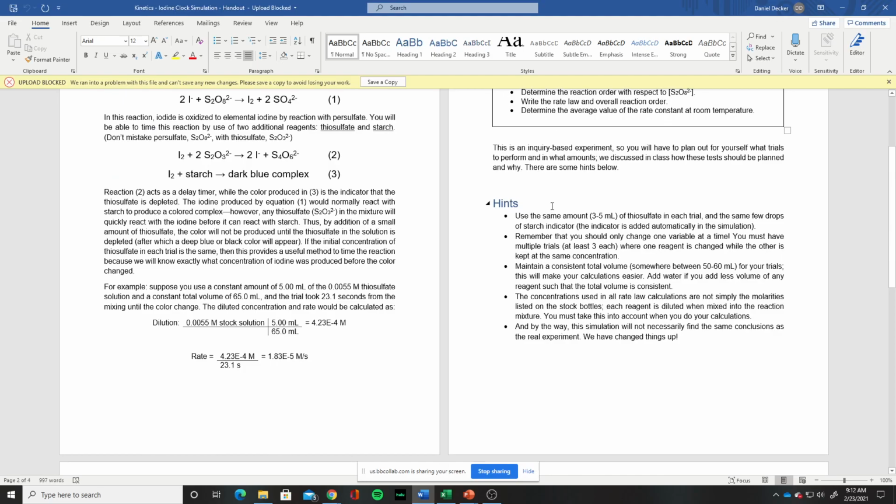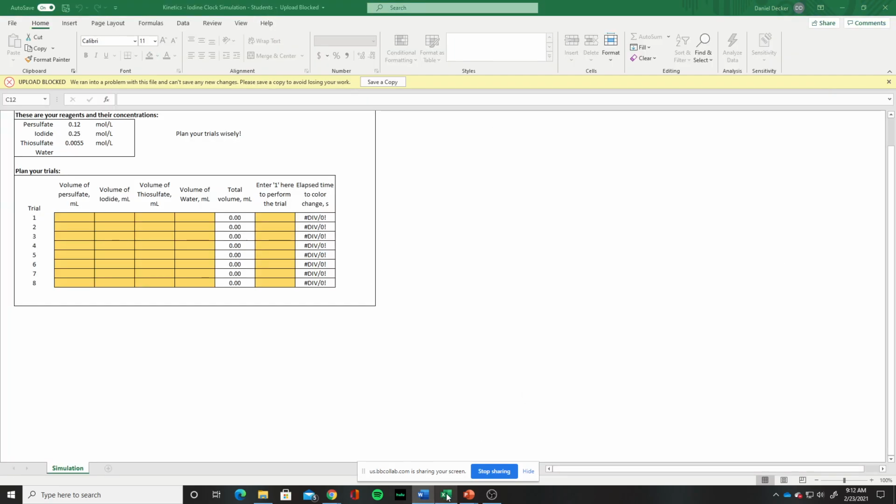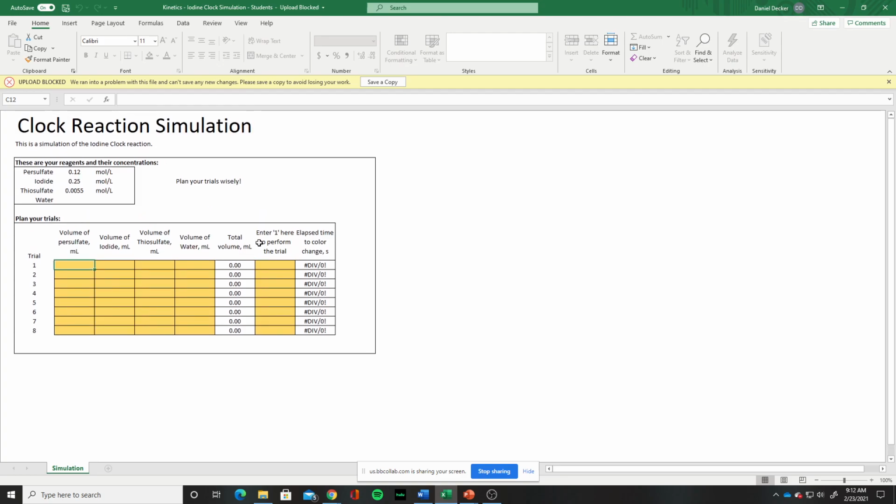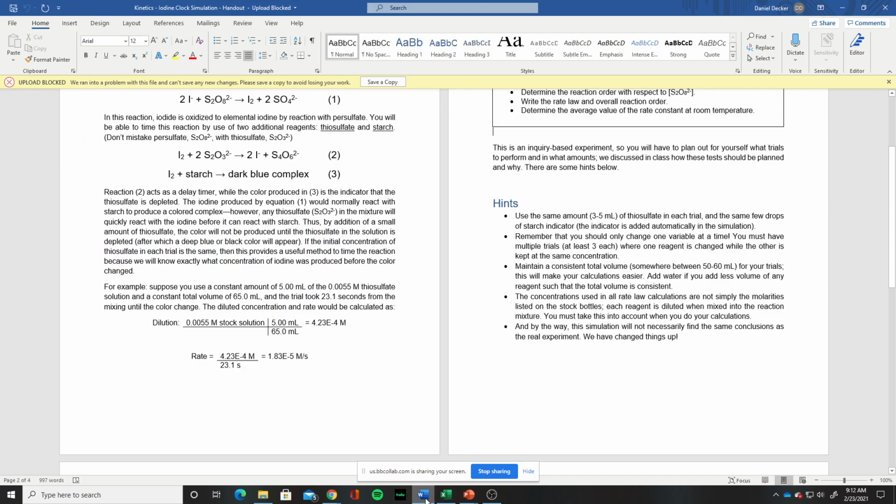So let's see here, we have some helpful hints. It says use the same amount of thiosulfate in each trial and the same few drops of starch indicator, and it says the indicator is added automatically in the simulation. Does it actually give you a spot to put that in? I don't think it does. Yeah, so you don't even have to worry about the starch indicator. There's not even a spot for you to tell it how many drops to put in. It's just automatically in there, and it's automatically the same each time. If you were doing this in lab, you would definitely want to use the same amount each time.